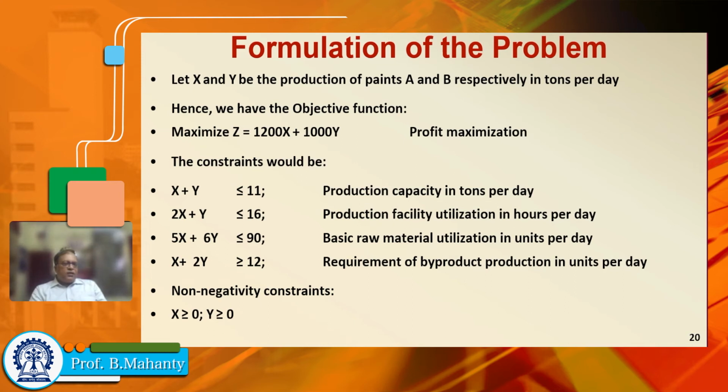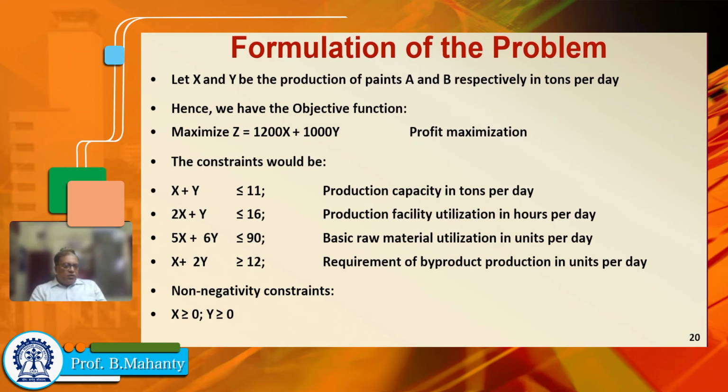So for example, x plus y is less than or equal to 11. This constraint is satisfied by the origin. That means 0, 0 is less than or equal to 11. So therefore, the inequality would represent the area between the origin and the straight line that we have drawn. That area will be part of the solution space.